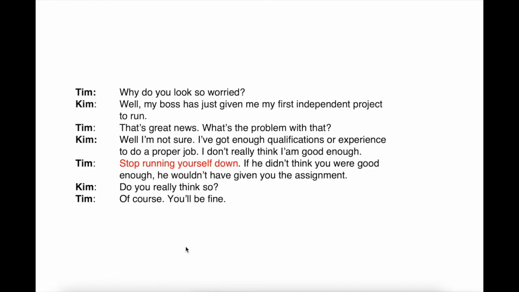Now, daily conversation. Tim and Kim are talking. Why do you look so worried? Well, my boss has just given me my first independent project to run.